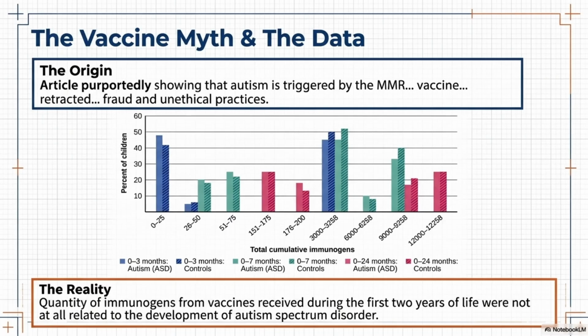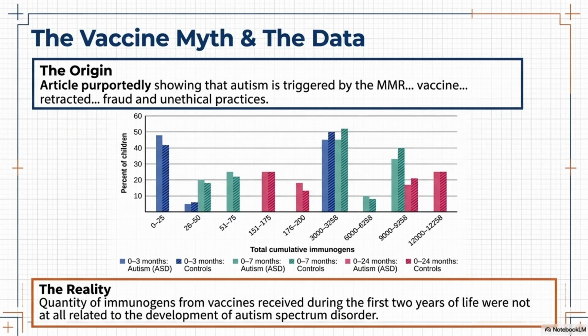The text highlights a brilliant 2013 study by DiStefano and colleagues. Look at figure 15.19 in the text. They recognized that the fear was based on the sheer number of vaccines children receive early in life. Vaccines contain immunogens, which are the specific substances that trigger the immune system to build antibodies.